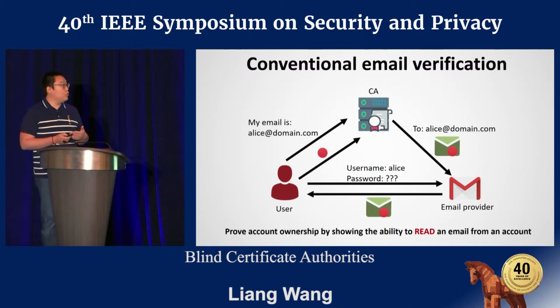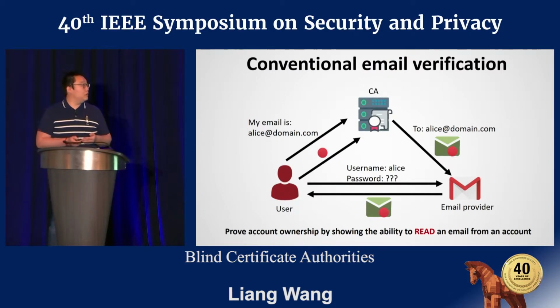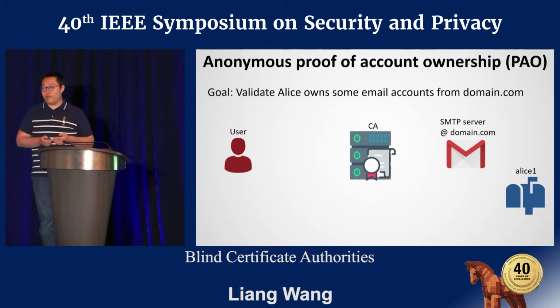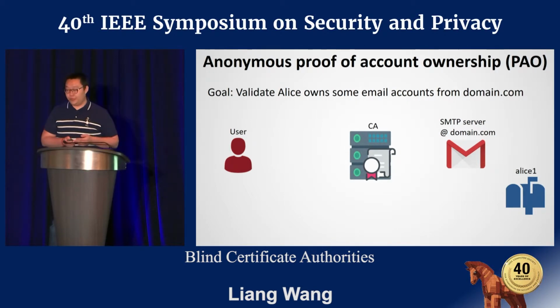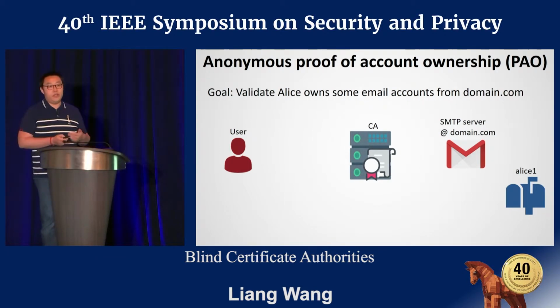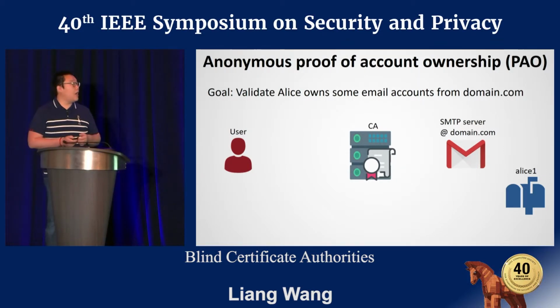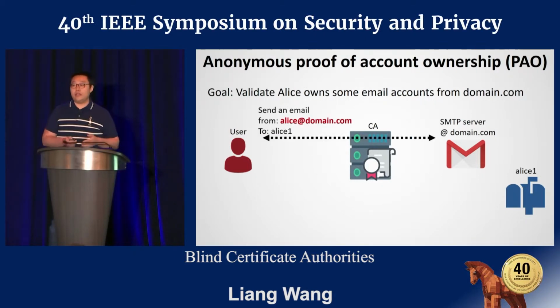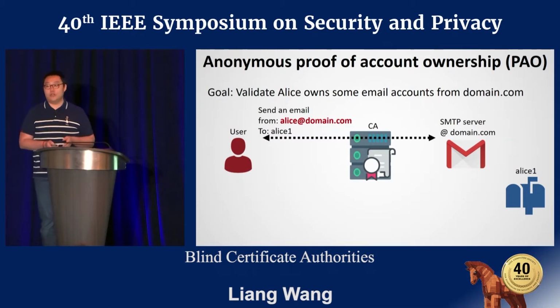Now we show how to use a secure channel injection to build our new email verification method. We call it anonymous proof of account ownership, or anonymous POL. So SMTP is a protocol for sending emails. And in anonymous POL, the CA serves as a proxy or a middlebox between a user, say Alex, and the SMTP server for the user's email account. And most of the time, the CA just forwards the traffic back and forth.